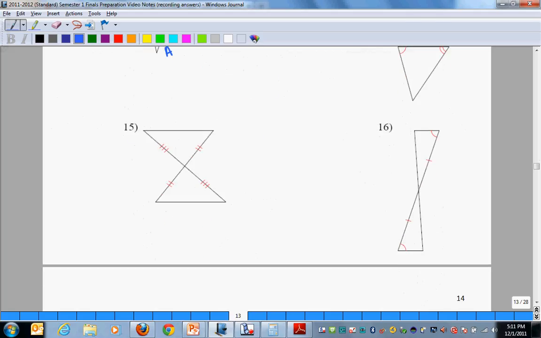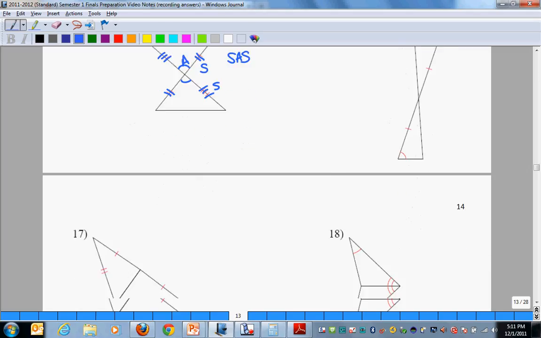Number 15, we have a pair of sides. We have another pair of sides, and then we have an angle sandwiched in between them with a vertical angle, so this shows side, angle, side. You need to mark the diagrams with S's and A's to represent sides and angles.